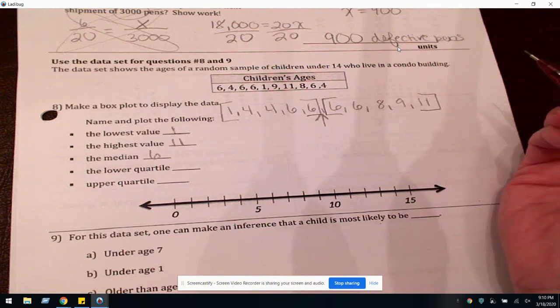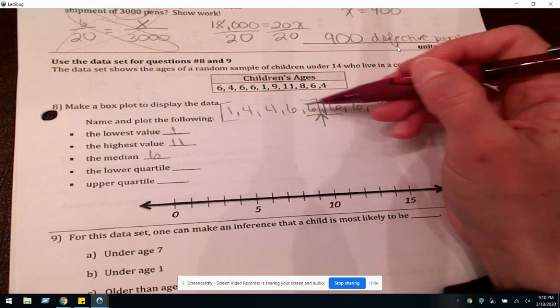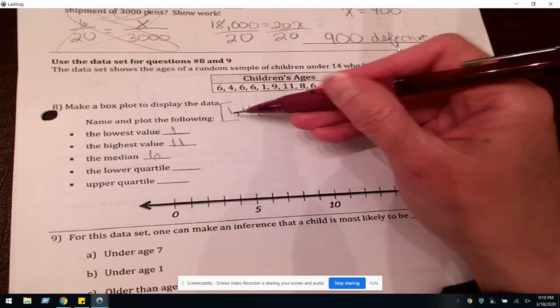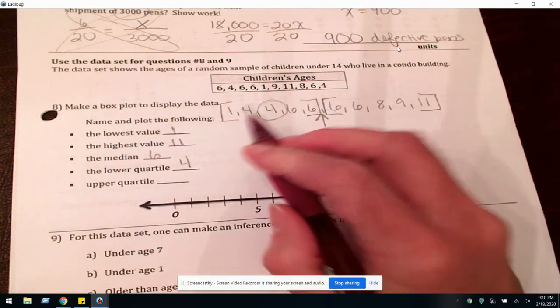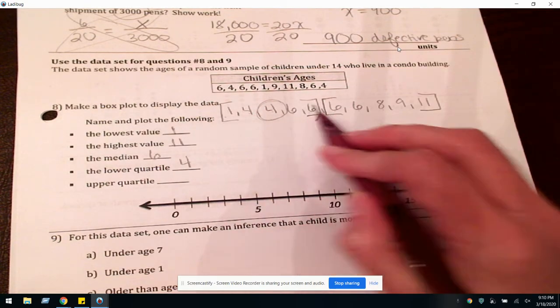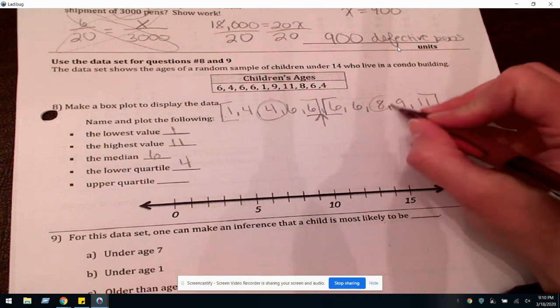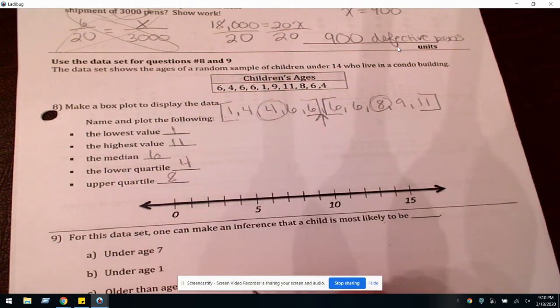12 divided by 2 is 6. Okay, then the lower quartile. The lower quartile is the middle of this lower half. And the middle here would be 4. So I've got 2 on this side, 2 on this side. Come to this half. My middle here is going to be 8.